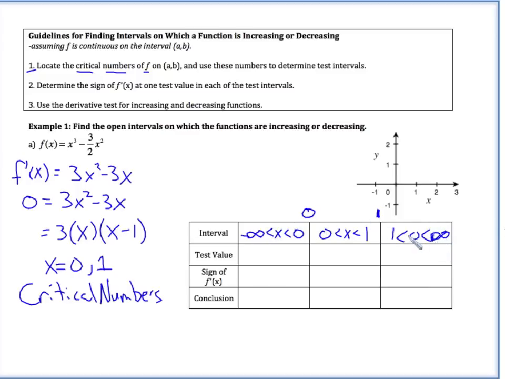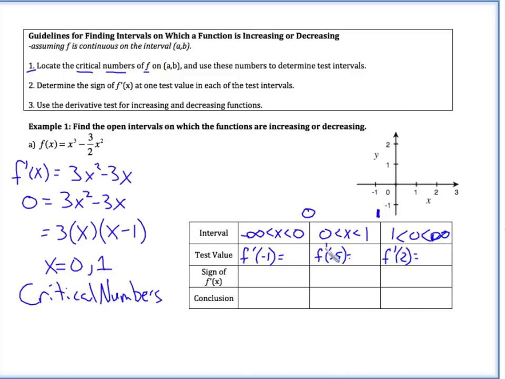Okay, so now we have our testing intervals. And it says determine the sign of f prime of x at one test value in each of the intervals. So we need to test some values in each of these intervals. Here we can try something just less than 0, like -1, so we're going to find f prime of -1. Here we could try something between 0 and 1, let's just try 0.5. And here we need something greater than 1, so let's try 2, and let's find f prime of 2.